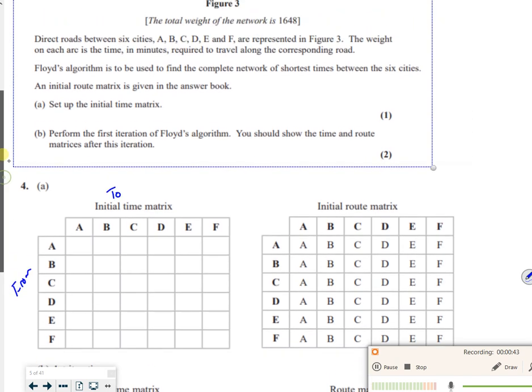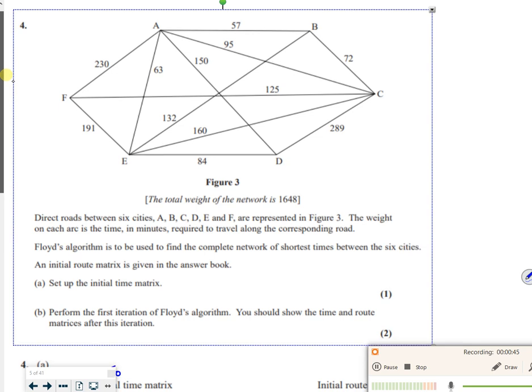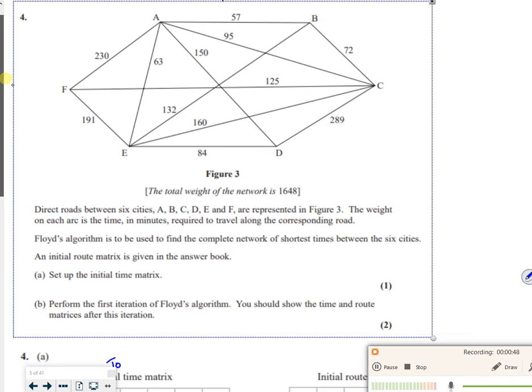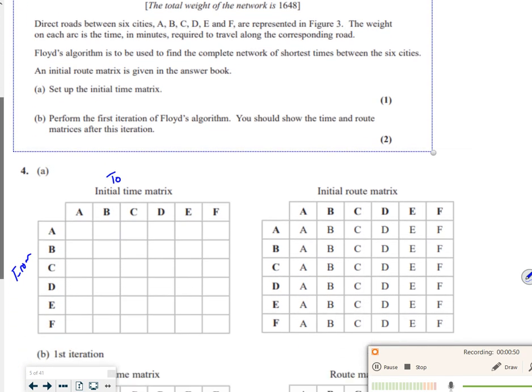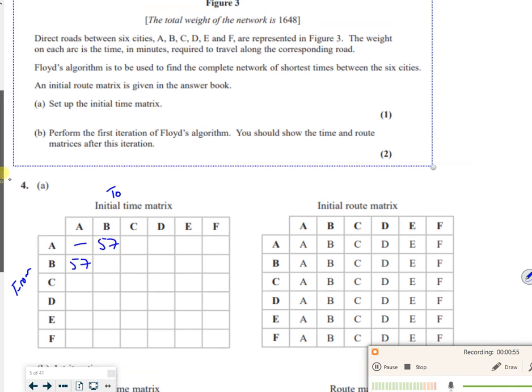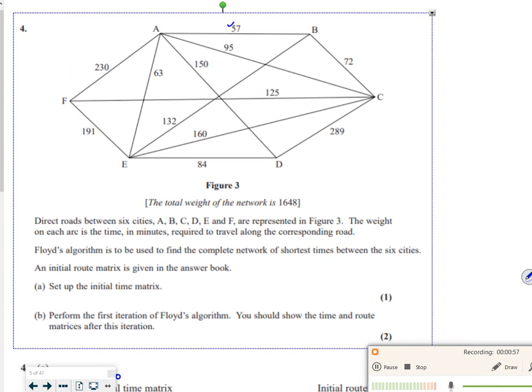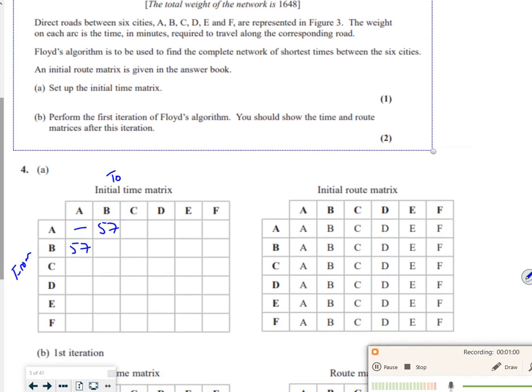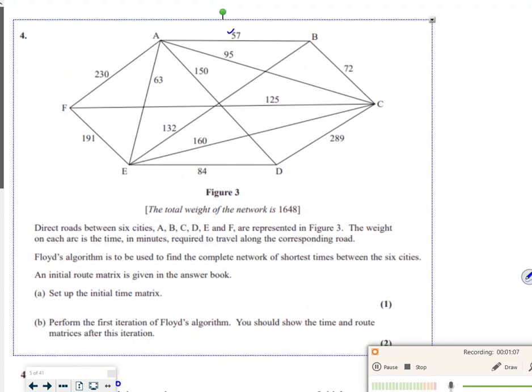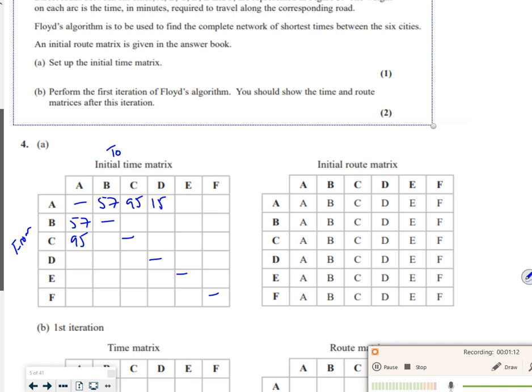But if I look at all of it, there's nothing one way there, so I can set it up as two ways. So A to B is 57, 57. What I tend to do is just tick it off. A to C, 95, so A to C, 95, 95. Tick it off. A to D, 150, so A to D, 150. So it's going to take me some time, so I'm going to pause it now and I'll just fill in the table.